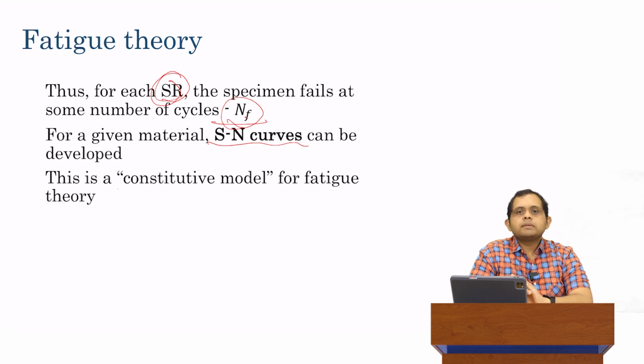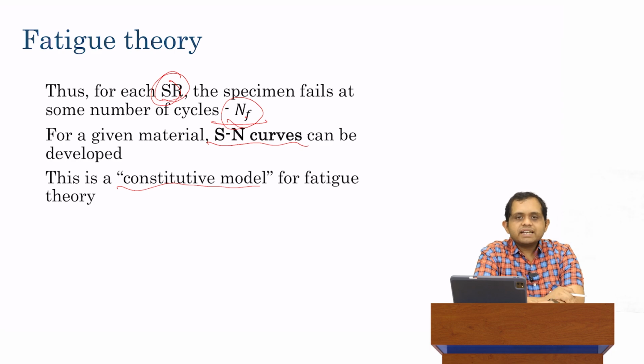The SN curve is the basic output of a cyclical test. In a monotonic test of flexure, the basic output is the flexural strength. Similarly, if we conduct a tension test, then the basic output might be the elastic modulus. The basic output of a cyclical flexural test is the SN curve of the beam or of the slab. So you can think of this as a sort of constitutive model of the fatigue theory.